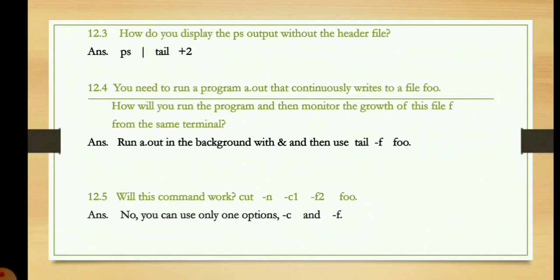The fourth question in our slide is as follows. You need to run a program a.out that continuously writes to a file foo. How will you run the program and then monitor the growth of this file foo from the same terminal? So the answer to the question is that we have to run a.out in the background with the & operator and then use tail -f foo.